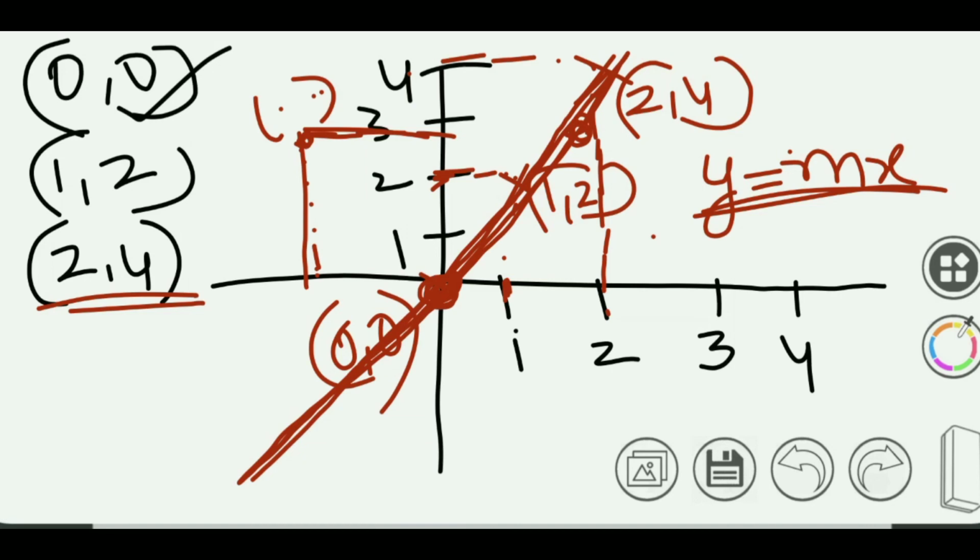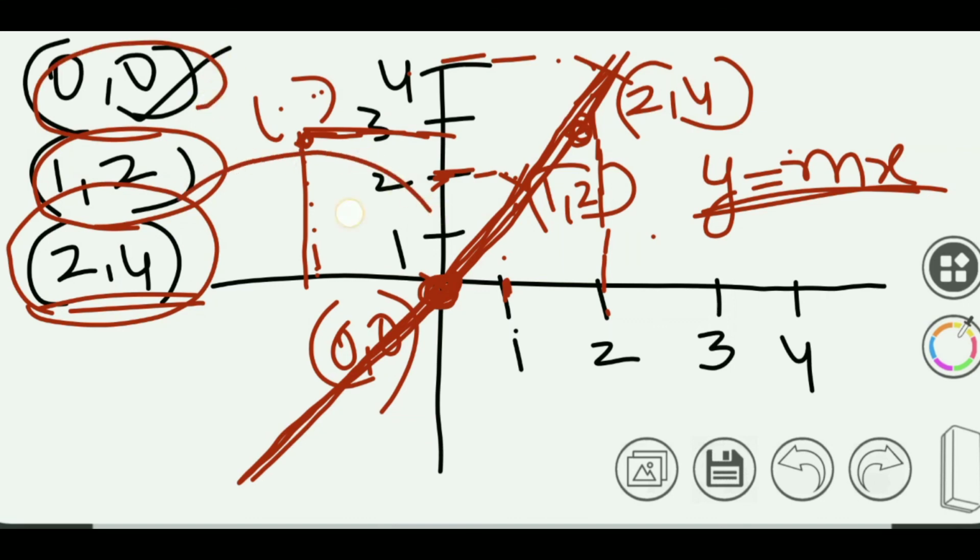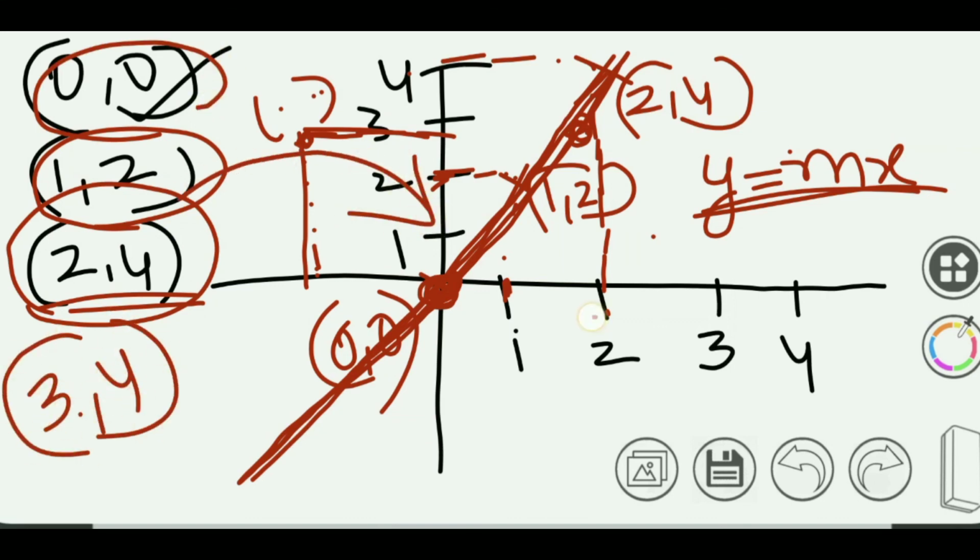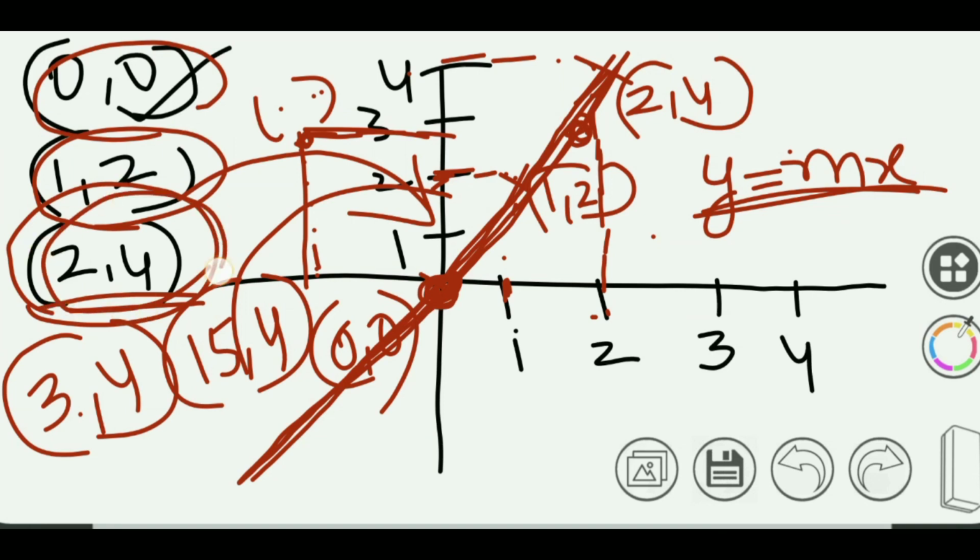Moreover, every solution of the linear equation is a point on the graph. If you take any solution of the linear equation, it will be a point on the graph. Anything. (3, 4), this point is on the graph. (15, 4), this is also on the graph. So you can say every solution of the linear equation is a point on the graph of the linear equation.